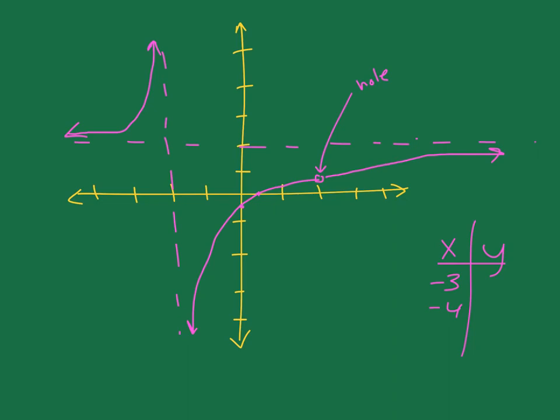So this is it for my graph. Just make sure that you have the hole, make sure that you have your asymptotes, and make sure that you have all of your intercepts.